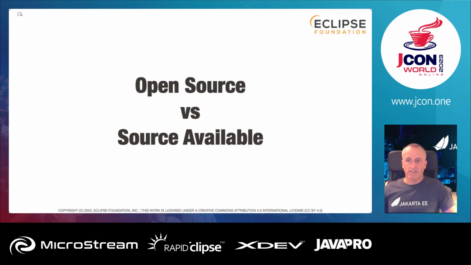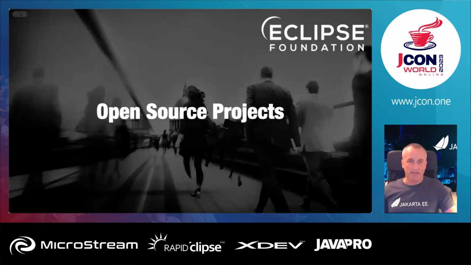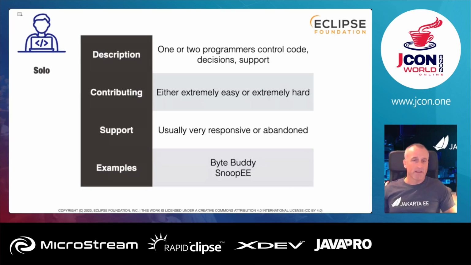So let's look at some open source projects and different types of open source projects. I'll start with the solo open source developers. It's one or two programmers who come together, write some code, and put it on GitHub. And that's a valid open source project. And it can be either very easy or very hard to contribute to, depending on how they're doing things.